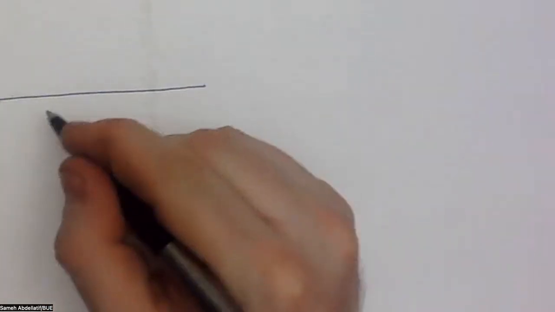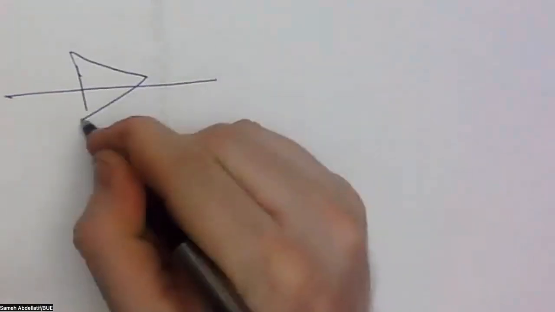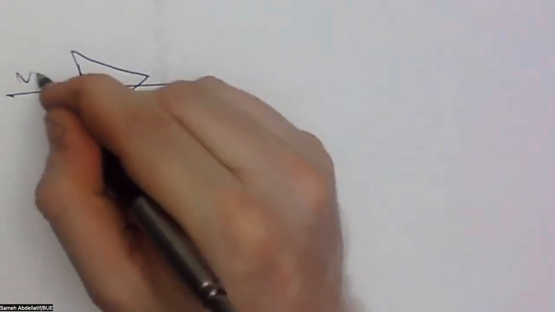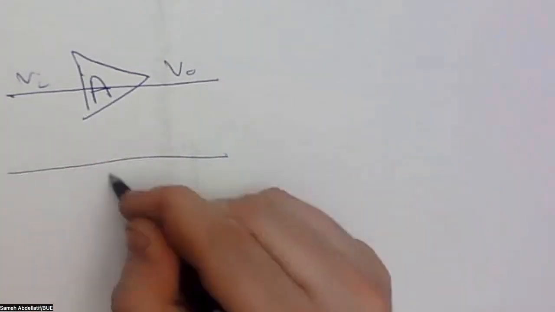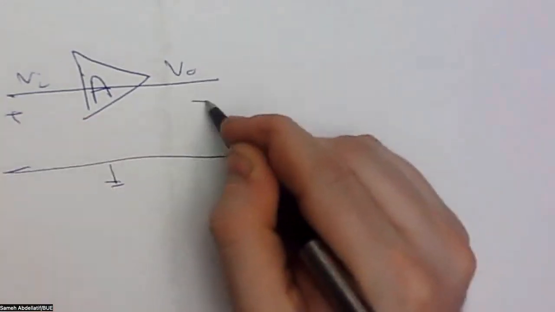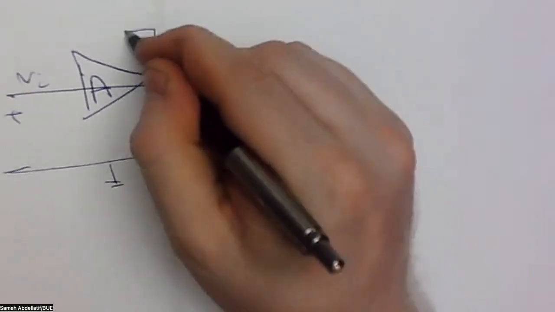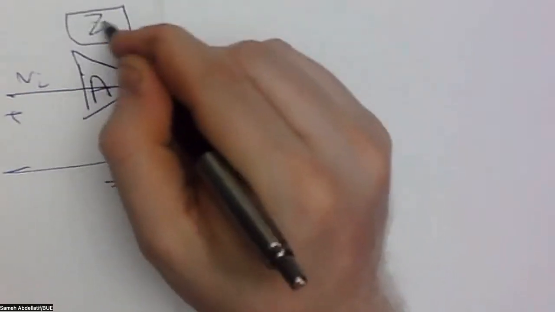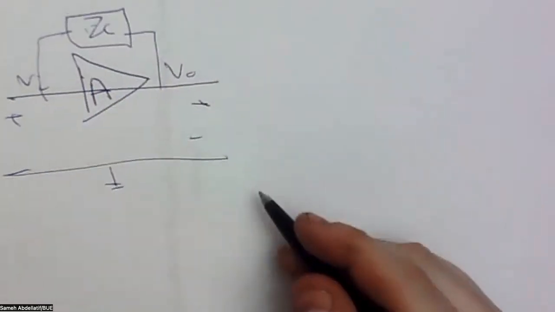In the same manner, my dear students, we can redo this in the form of an output equivalent circuit. So again, considering that we have an amplifier, this is the input, this is the output, this is the ground again. And we have the ZC appearing in the output side.